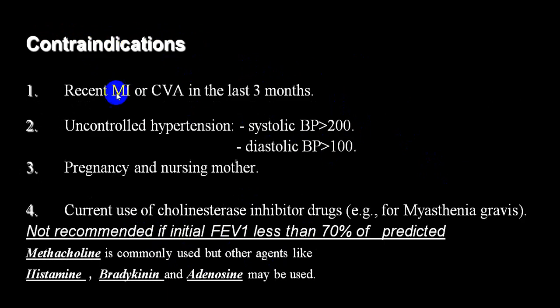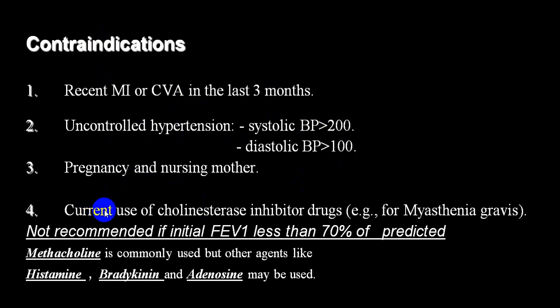What are the contraindications? Recent MI, or recent cerebrovascular stroke within at least 3 months. Uncontrolled hypertension, don't perform, particularly if systolic blood pressure is more than 200 or diastolic more than 100. During pregnancy and in a nursing mother, this should not be done. This test should be avoided.